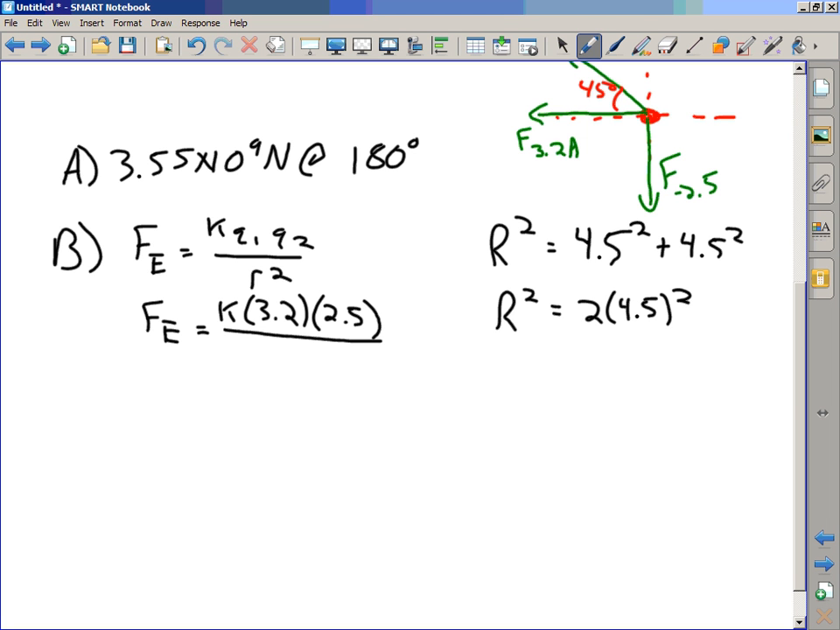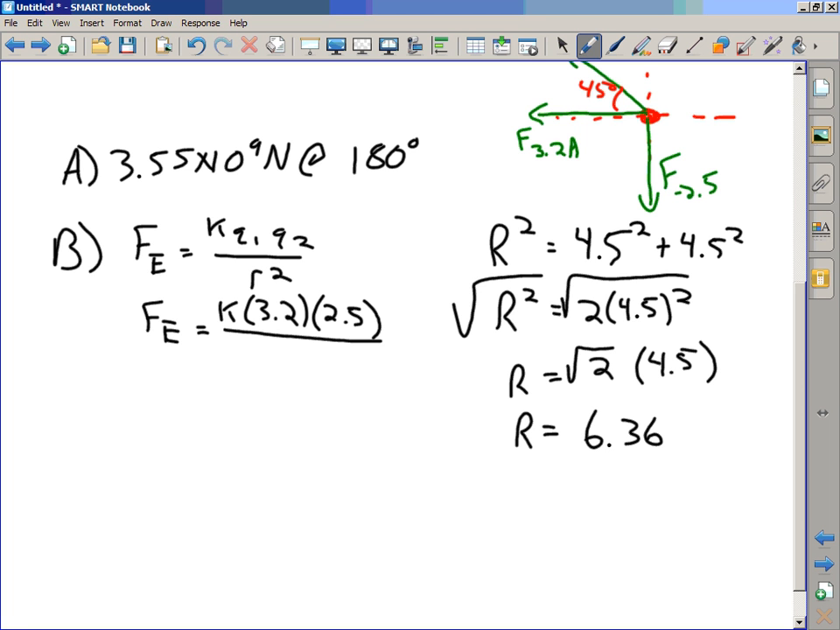Am I right with that? I mean, plug it into your calculator. Okay, and then I'm going to square root. So now R should equal square root of 2 times 4.5. What does R come out to be? 6.36. 6.36 meters is very, very reasonable. Is that what everyone came out with for R?